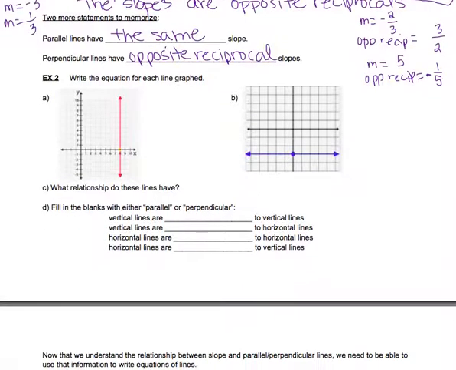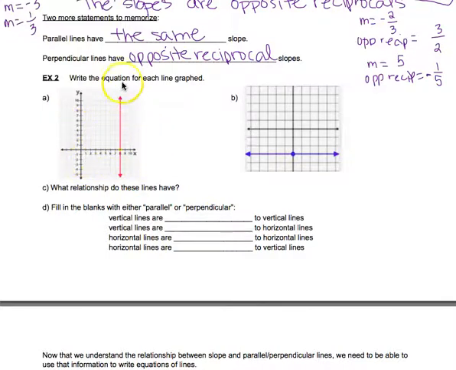All right. Example 2, write the equation for each line graphed. So when I look at these lines, this is a vertical line. When I go to write an equation of a vertical line, first of all, it doesn't have a slope because the slope is undefined. Secondly, it doesn't have a y-intercept because it never crosses the y-axis. In fact, it's parallel to the y-axis. So it's important that we know how to write the equations of these special lines.